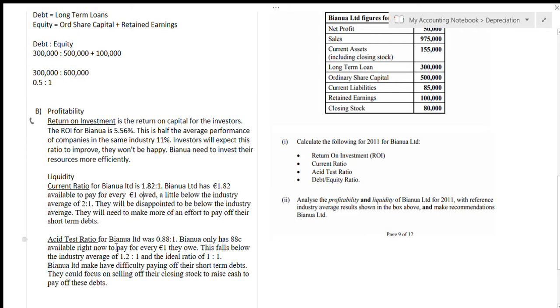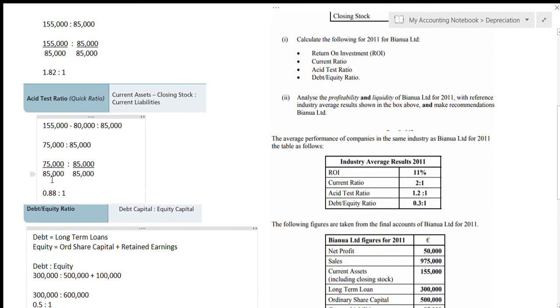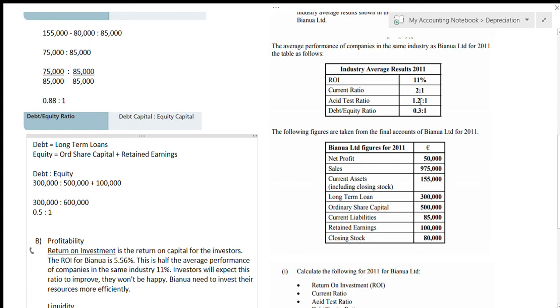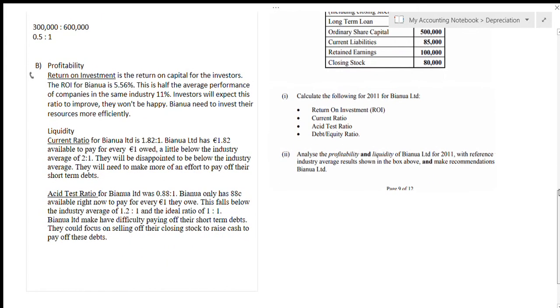The asset test ratio, the second one, BNUA's was 0.88 is to 1. Where am I getting that? Worked it out here. Our asset test ratio, 0.88 is to 1. So that's the figure here. Industry average, 1.2 is to 1. And the recommendation is 1 is to 1. Just to go through it, so we got 0.88 is to 1. So they have 88 cents available right now to pay for every €1 they owe.